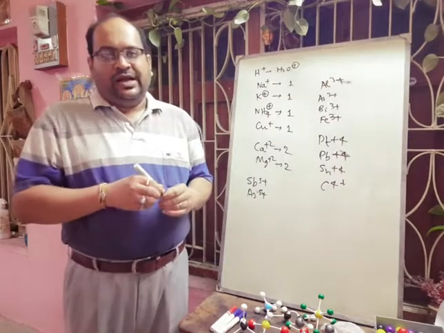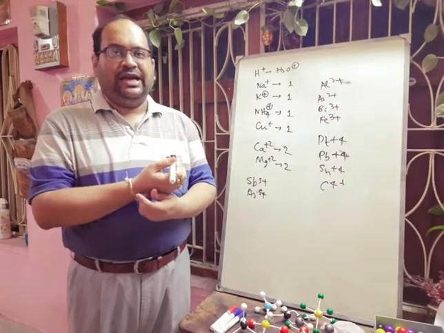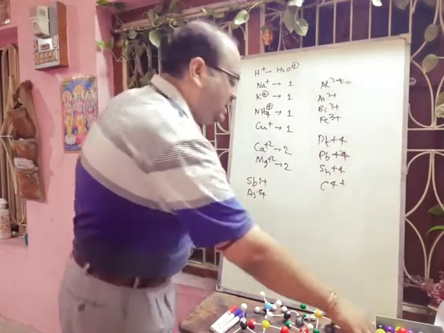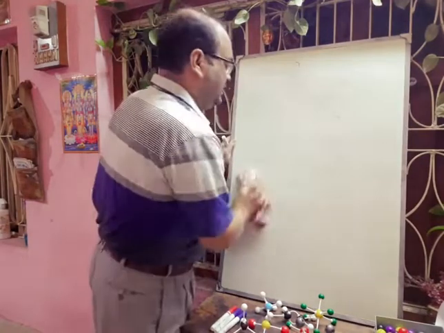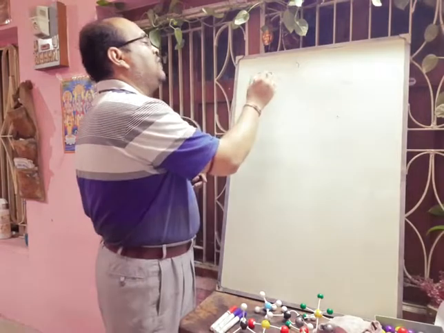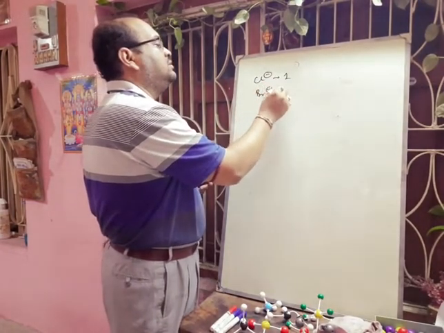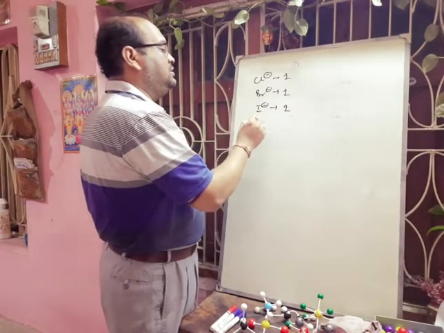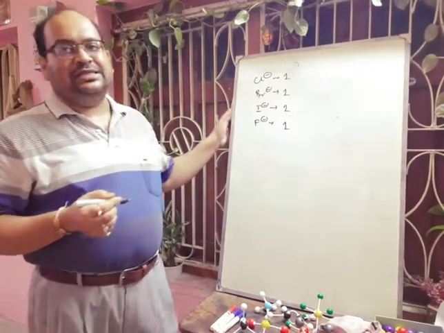Next we will discuss the uni-negative or monovalent acid radicals. Monovalent acid radicals first include the halides. Halides are monovalent acid radicals like chloride, valency 1, bromide, iodide, fluoride. So these are simple radicals.